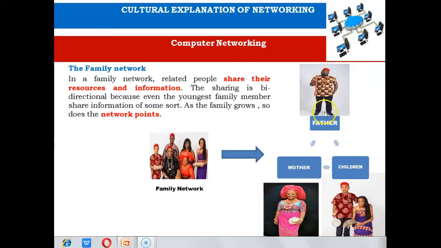Now, the father depends on the mother to share ideas on how to move the family forward. Likewise, the children depend on the father and the mother for support: financial support, moral support, and advice. As the parents grow old, they depend on their children for support and for strength.